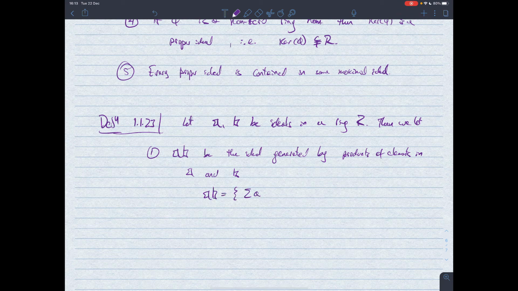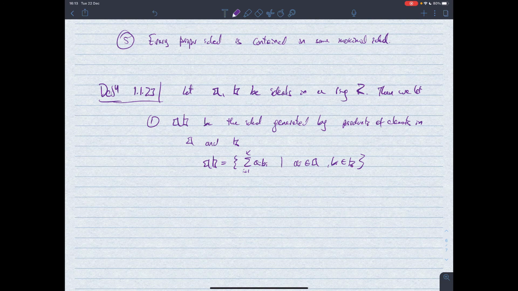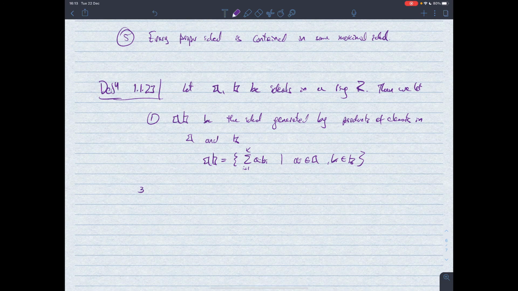So as a set, you have sums of a_i b_i, some finite sums, i equals 1 to k, such that a_i is in A and b_i is in B. This k doesn't have to be fixed. It can be any finite number, so any positive integer will work. But you don't want to allow an infinite sum. So as a set, this is what the ideal looks like.